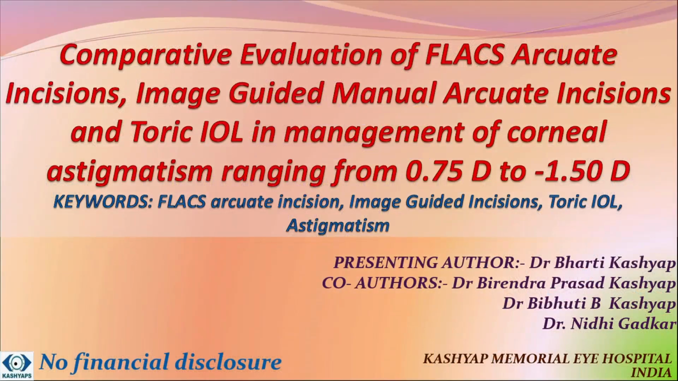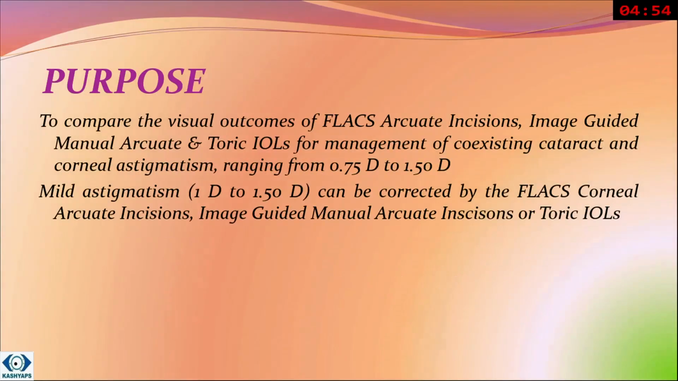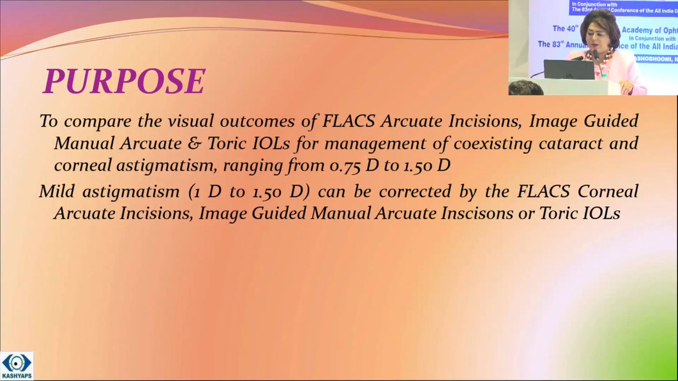My topic is comparative evaluation of flax arcuate incision, image guided manual arcuate incision and toric IOLs in the management of corneal astigmatism ranging from 0.75 to 1.5 diopter. The purpose is to compare the visual outcome of flax arcuate, image guided arcuates and toric IOL for the management of coexisting cataract and corneal astigmatism ranging from 0.75 to 1.5. Mild astigmatism can be corrected by flax corneal arcuates, image guided manual arcuates or toric IOL.